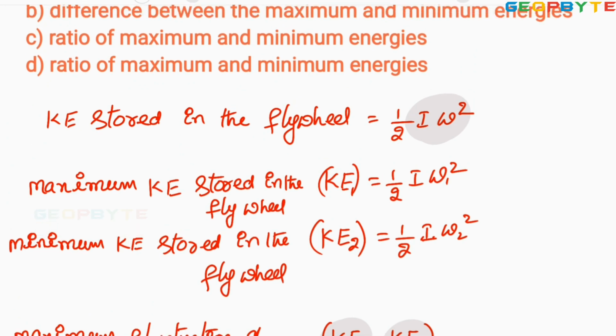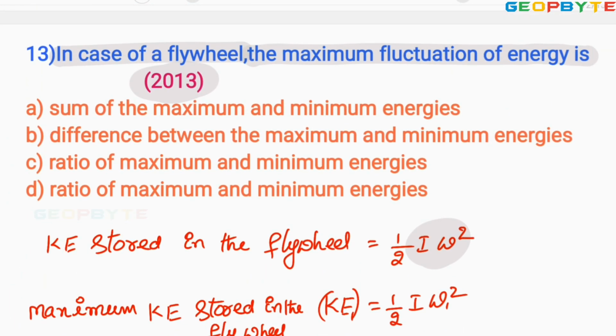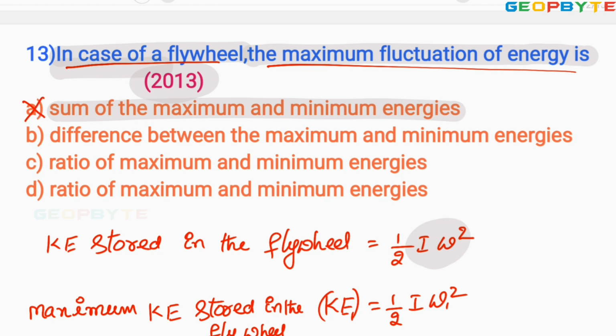Now let me read the problem. In case of flywheel, the maximum fluctuation of energy is the... Look at option A. Sum of the maximum and minimum energies. Option A is not correct. Look at B. Difference between the maximum and minimum energies. Yes, absolutely correct. Difference between the maximum kinetic energy and the minimum kinetic energy is the maximum fluctuation of energy. I hope all of you got my point.